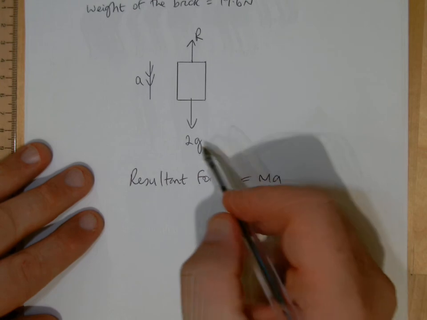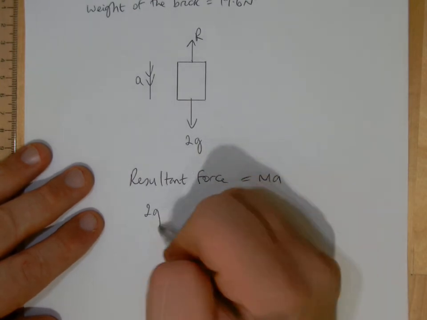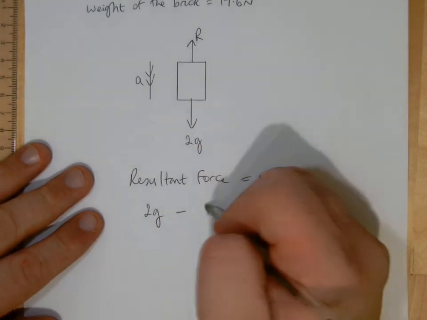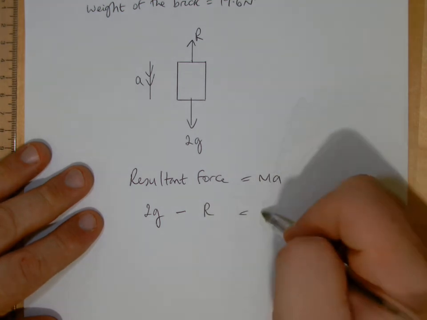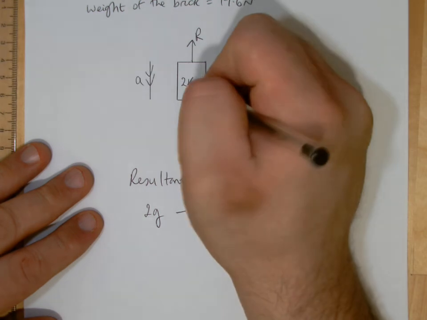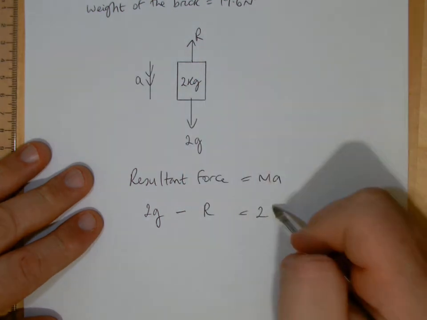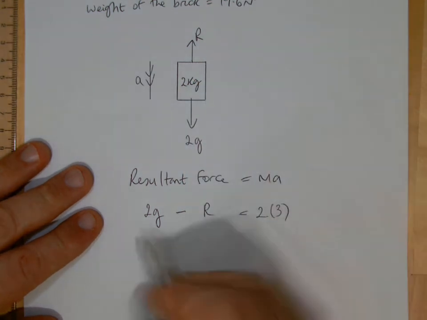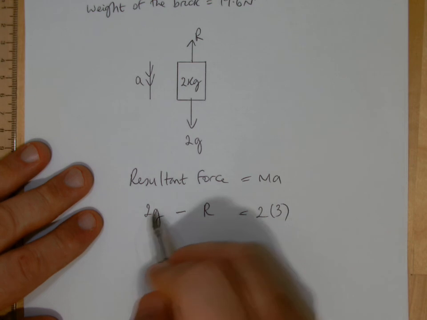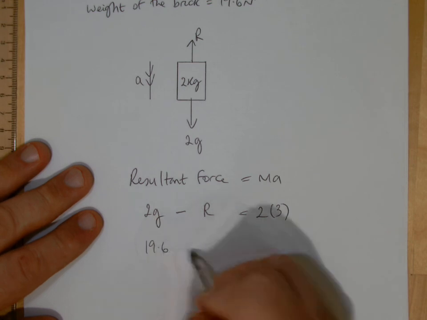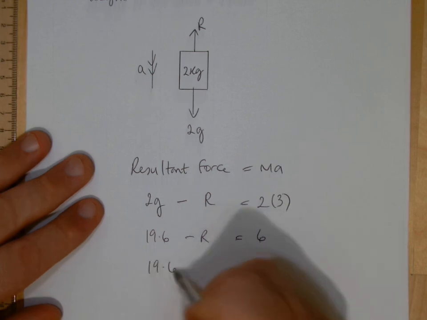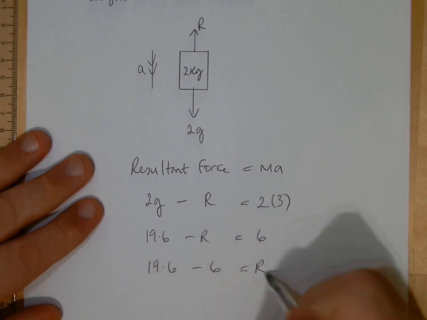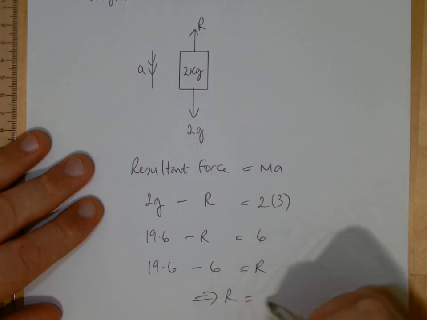So the resultant force will be 2g downwards, take away r, will equal the mass, which of course is 2, because it's 2 kilograms, times the acceleration, which we were told was 3. So it's a case of plugging that in. We know that's 19.6, and we know this is 6, so rearrange this. We get 19.6 take away 6 is equal to r, so that implies r is equal to 13.6 newtons.